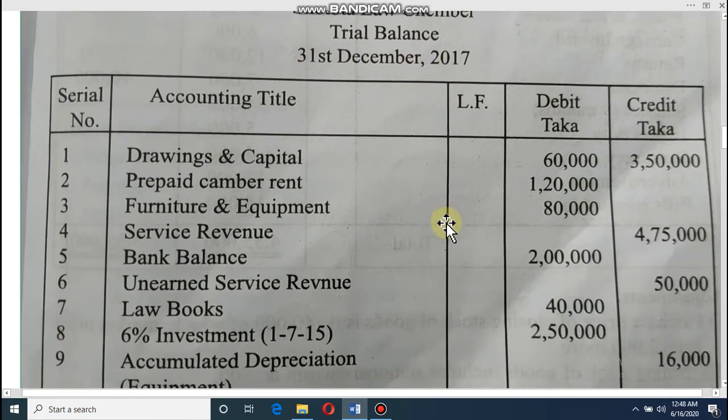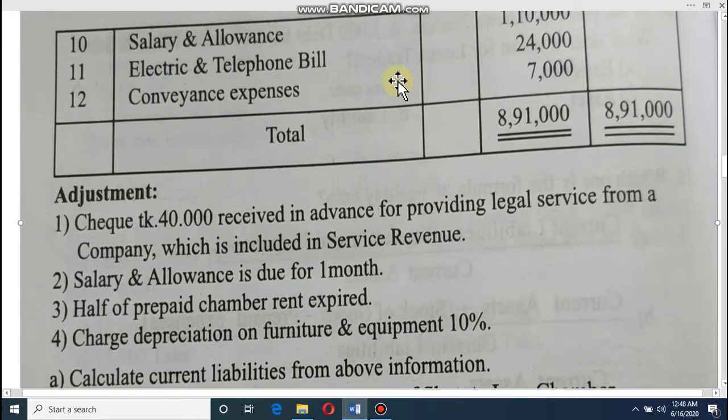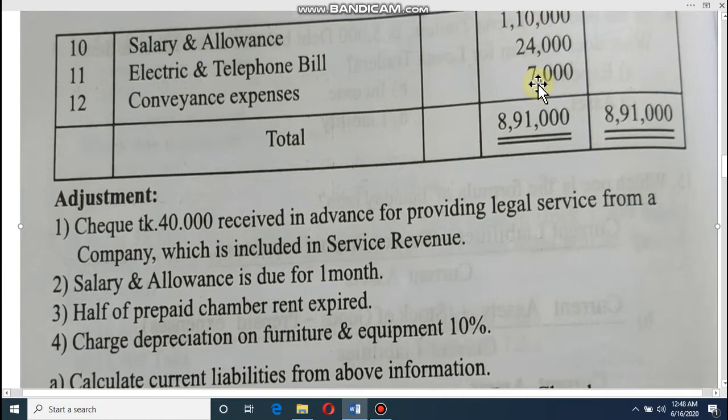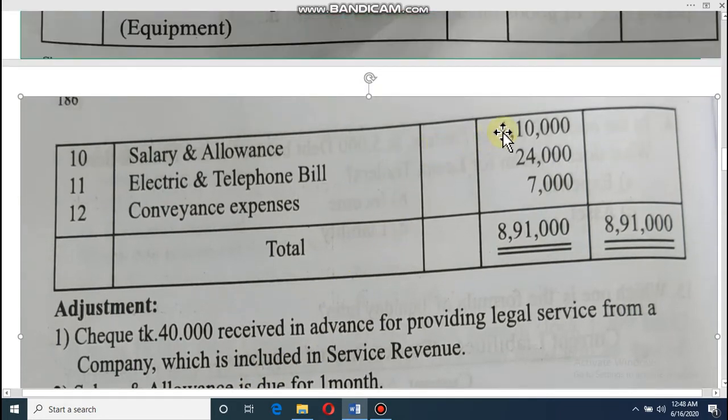So for 1 year, that means 12 months. Here the amount is 1,10,000. That means salary is due for 1 month and the amount is given for 11 months. How? Dear student, look, 1 year equals 12 months and 1 month is due. That means we have paid for 11 months. If we paid for 11 months, then it is 1,10,000 for 11 months.